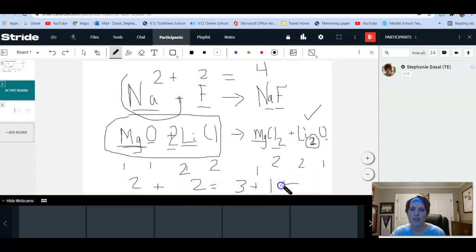So even though it looks different, we still get 4 on both sides of our equation. So that's how we have to look at balancing chemical equations. It's the same thing. So it may look different. Magnesium oxide and lithium chloride are much different than magnesium chloride and lithium oxide, but we still, what goes in also comes out. So we make them equal to the same.